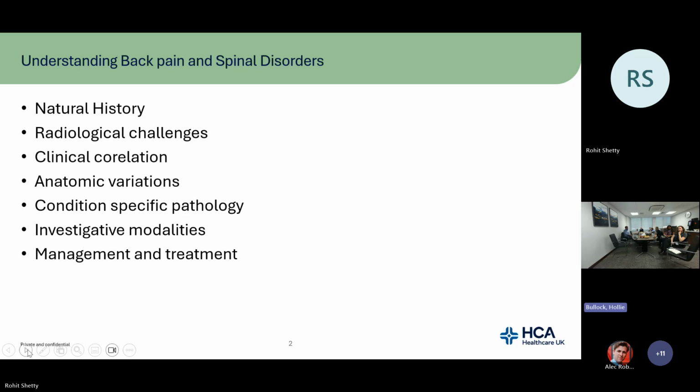Nearly all of our patients will at some stage get an MRI scan. And of course, with the MRI scan comes the clinical correlation and the challenges of how you clinically correlate, because Google will say that there's a lot going on with the report. But in essence, it's one way we have to clinically correlate with your symptoms. We can look at some anatomic variations, some condition-specific pathology, and what investigative modalities we would need in terms of bespoking management and specific treatment to our patients.